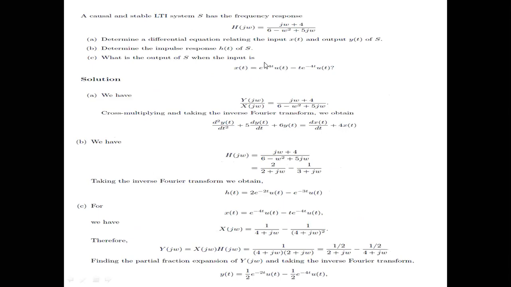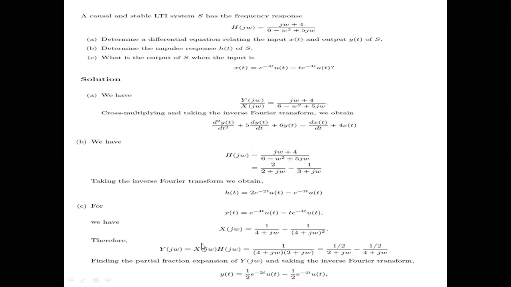The same thing. H of omega is given, and you have to find H of t. Find the factors in the denominator. By using partial fractions, we got H of t. And also x of t is given. H of t we got and x of t we got. Find the Fourier transformation of x of t, and they're asking to find the output response.